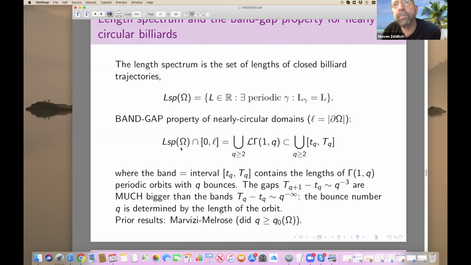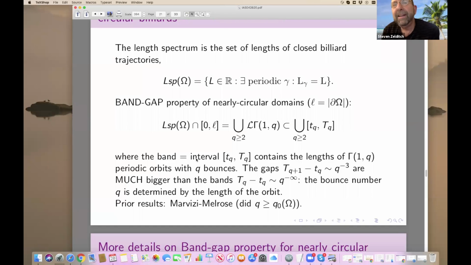So the length spectrum up to the perimeter decomposes, for a nearly circular domain, entirely into the lengths of 1Q periodic orbits. And these are entirely contained in these bands. The main point is that the length of a gap is like Q to the -3. We'll see it on the next slide. And the length of a band is rapidly decaying in Q. These bands are shrinking rapidly. The gaps are also shrinking, but not rapidly. They have to be shrinking because we have to fit them all in between 0 and the perimeter.